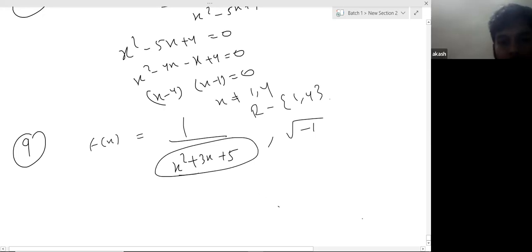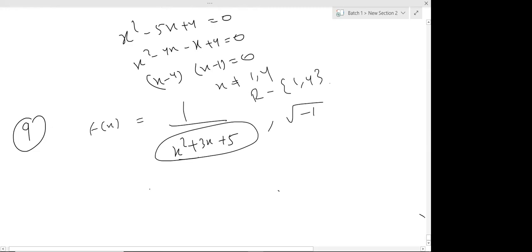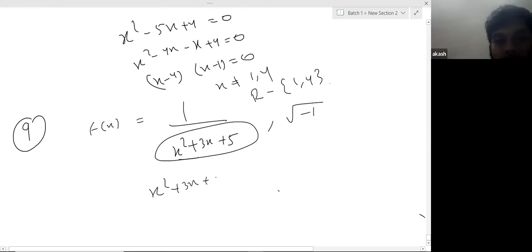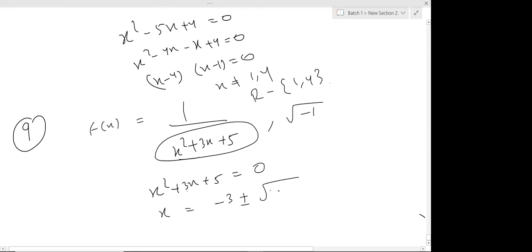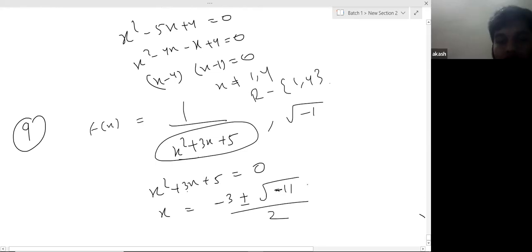See, when you put x square plus 3x plus 5 equals 0 and you find out the value of x, we will be getting -3 plus minus root of 9 minus 4ac, which is minus 11. So this minus 11 under the root is complex, iota, imaginary number. So what this says is there is no real value of x which will get us 0. So this will never become 0, right?